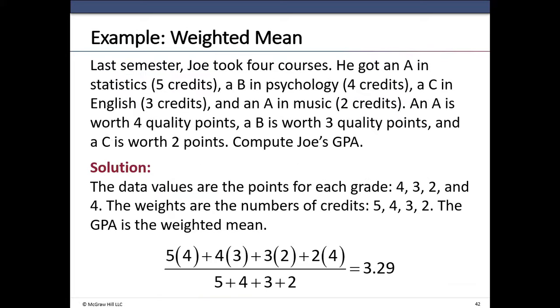Last semester, Joe took 4 courses. He got an A in statistics, 5 credits, B in psychology, 4 credits, C in English, 3 credits, and A in music, 2 credits. And A is worth 4 quality points, B is worth 3 quality points, and C is worth 2 points. Compute Joe's GPA.